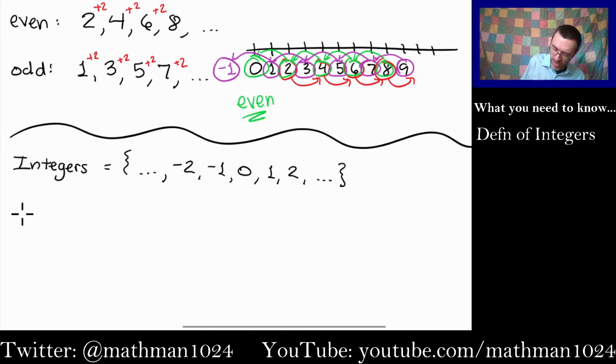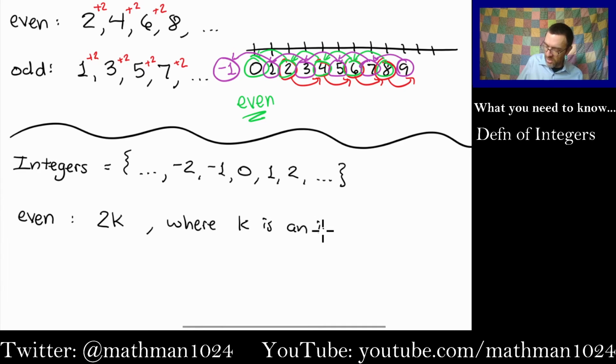So when we talk about what does it mean to be even or odd, this is the more formal definition that we use. So an even number is one that's going to be of the form 2k, where k is an integer. And an odd number will be of the form 2k plus 1, again, where k is an integer.